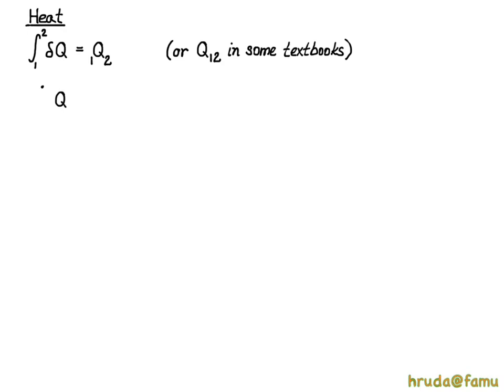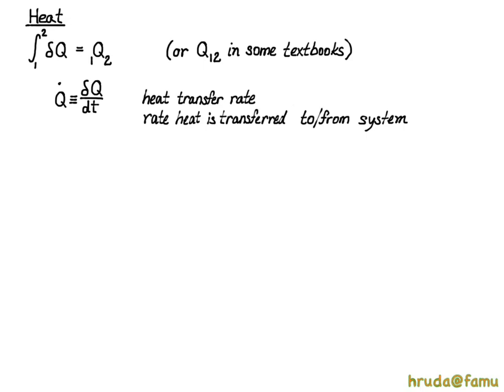And looking at the heat transfer, we can also have something which is the heat transfer rate. You can see that my dot indicating the time derivative got a little lost here. The heat transfer rate, del Q over dt, is the rate at which heat is transferred to or from the system. So you'll see a Q dot, that's just essentially heat per time.